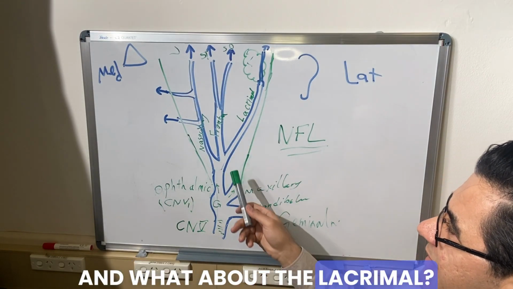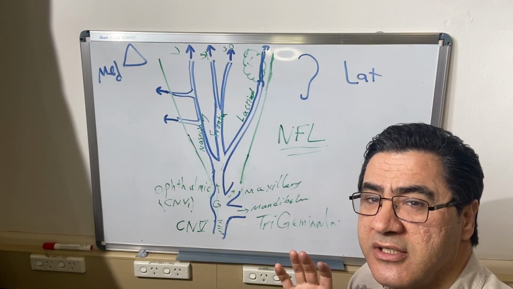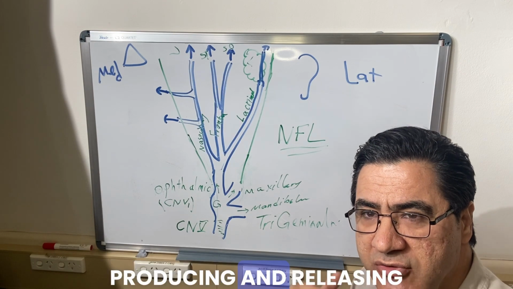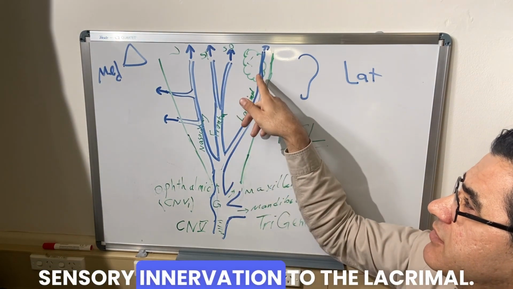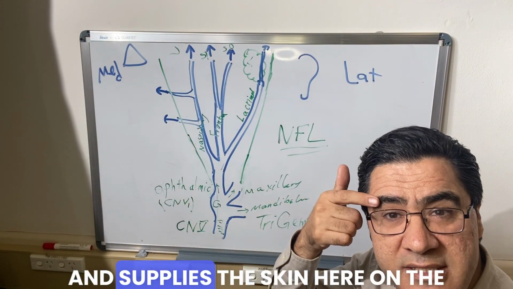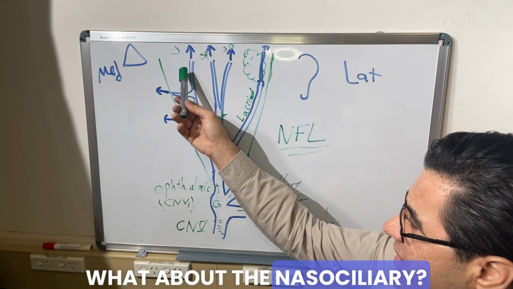And what about the lacrimal? Lacrimal provides the sensory innervation, only sensory. It has nothing to do with producing and releasing the tear. Sensory innervation to the lacrimal gland, and then again it exits the orbit and supplies the skin here on the lateral side.